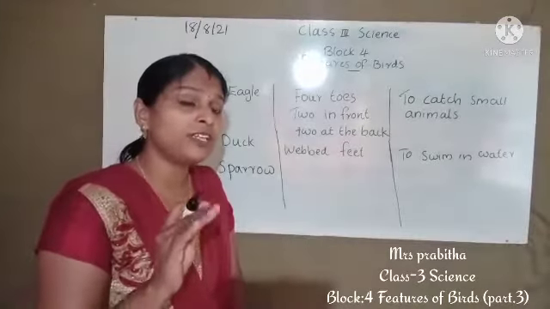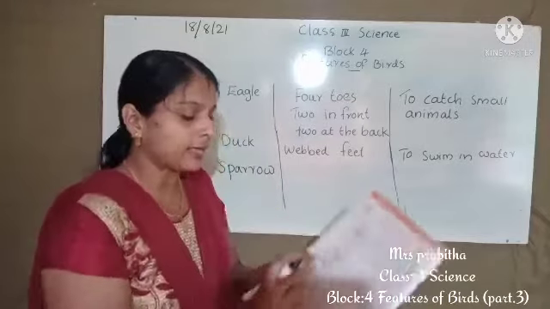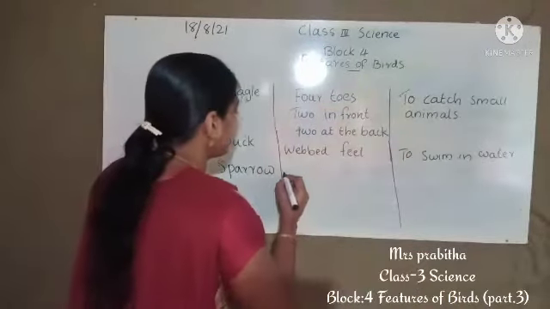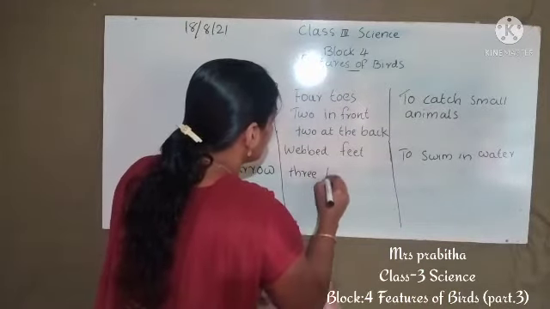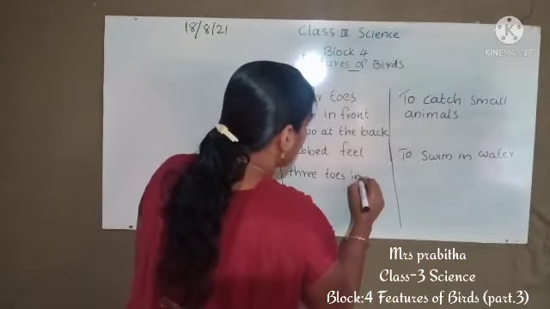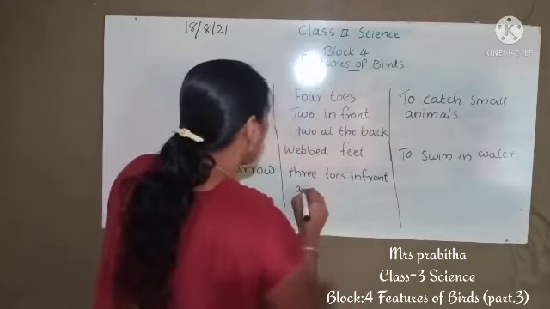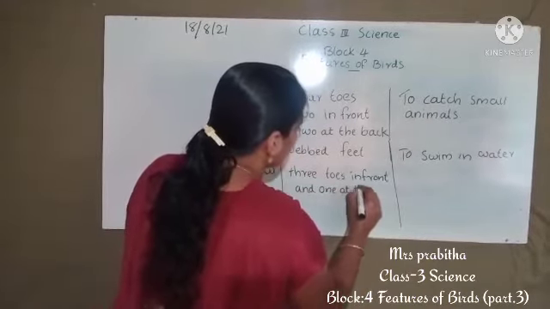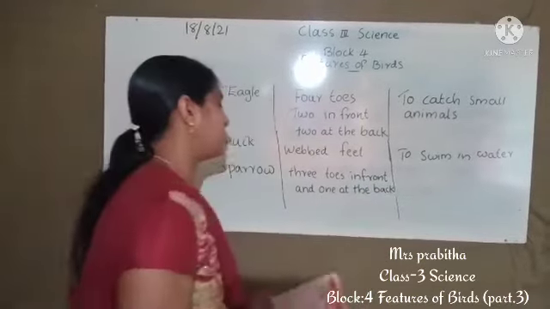Okay, how is the feet? 3 toes are in front and 1 at the back. Okay, so how is the feet? 3 toes in front and 1 at the back.